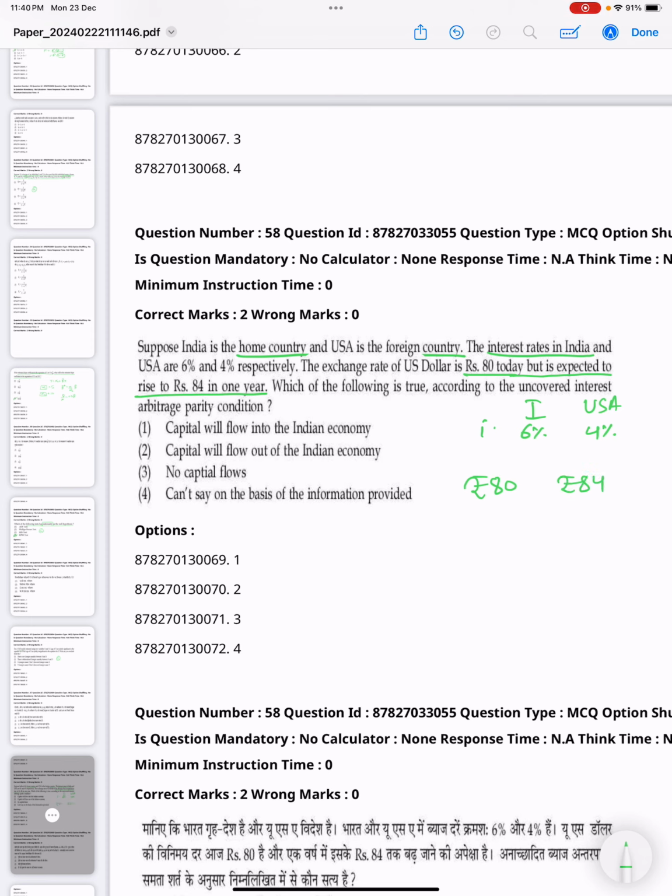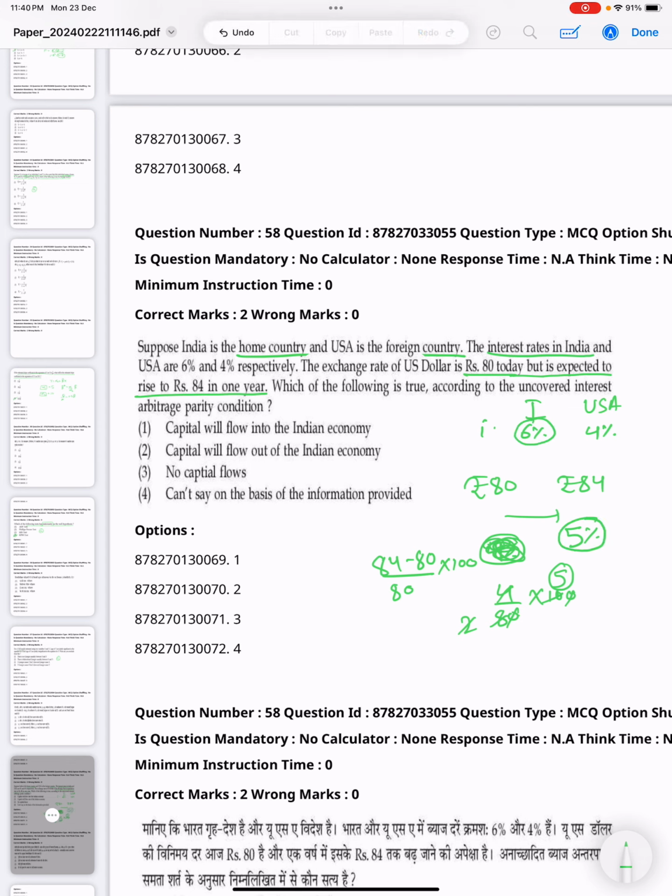So what we can see is the currency is depreciating. Okay, so 84 minus 80 by 80 into 100 would be the percentage of depreciation happening. So this would be 4 by 80 into 100. So our currency is depreciating by 5%, right? The interest rate is higher by 2%. So plus 2 minus 5. So on an average, if we combine both these effects of interest rate and the depreciation, we see the currency would be depreciating by 3%.